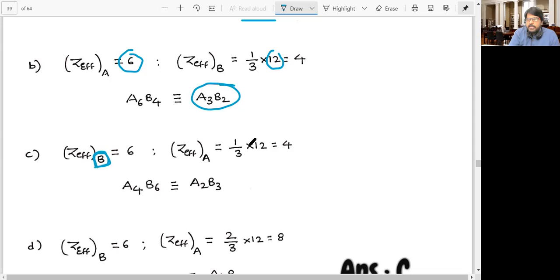One third of the tetrahedral voids are occupied by A. Now B atoms 6, A atoms 4. Simplest ratio A to B3. What is our requirement? A to B3. So the answer is C. C is the correct answer.